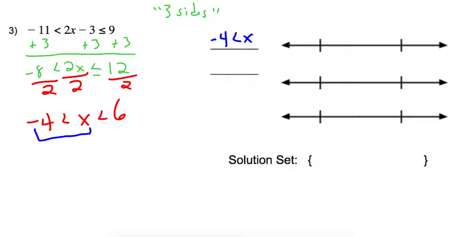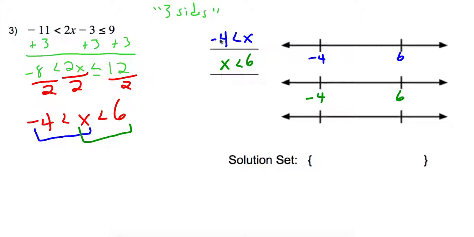And my second inequality is kind of like this right here. X is less than 6. So why don't I do this? Since I'm dealing with a negative 4 and a 6, I'm going to put the negative 4 and the 6 on both of these number lines, and then let's graph each of them individually.